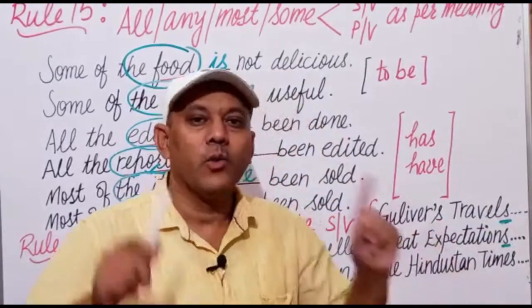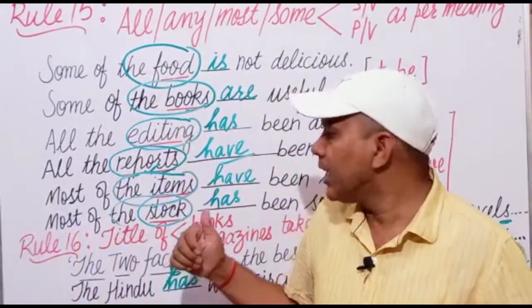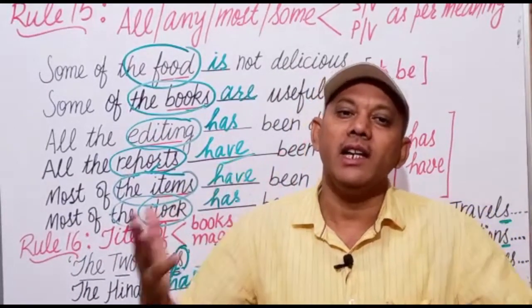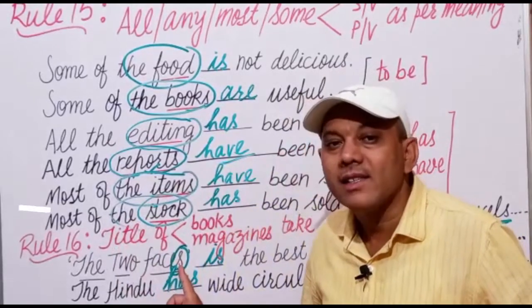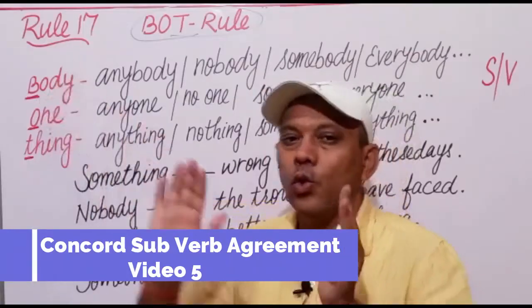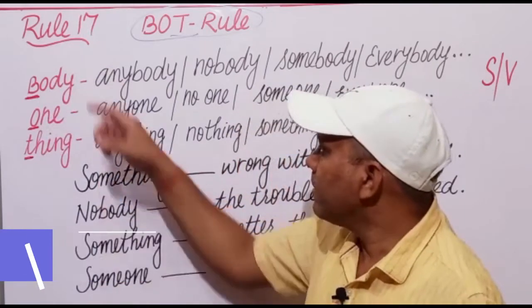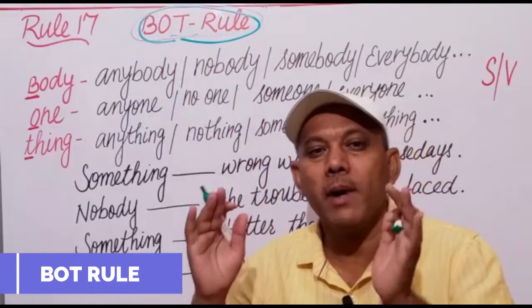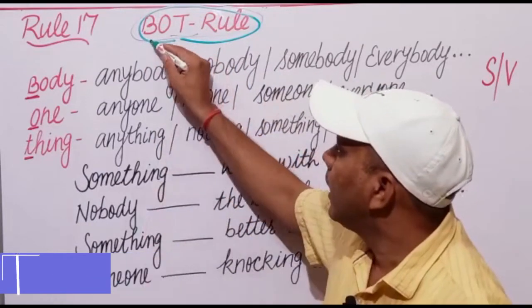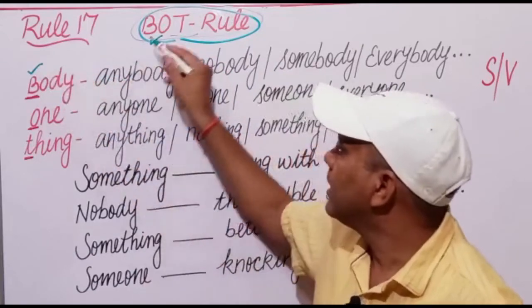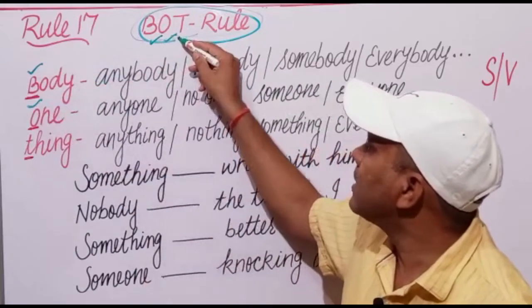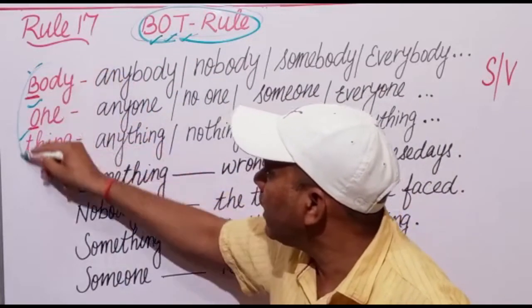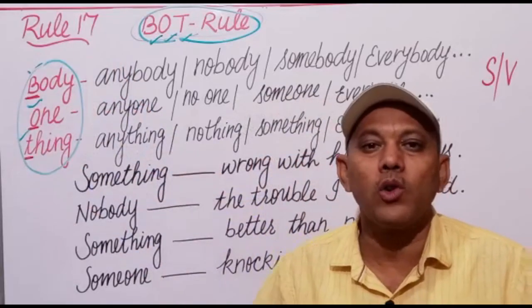In this way, we use a singular verb in case of the titles of books, novels, magazines, and daily newspapers ending in s. Next is rule number 17. Rule number 17 can also be known as the BOT rule. What do you mean by the BOT rule? B means body, O means one, and T means thing. B-O-T: body, one, thing is known as the BOT rule.